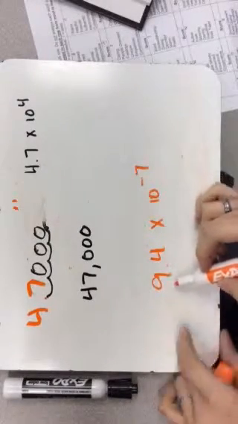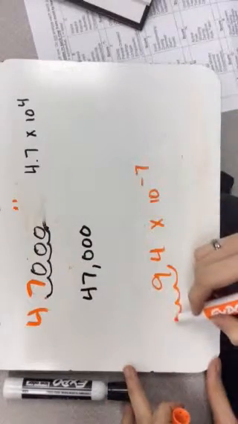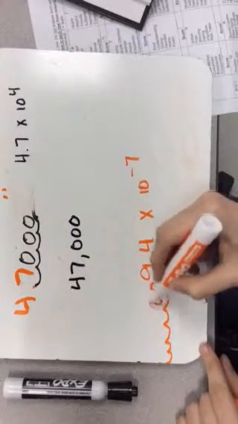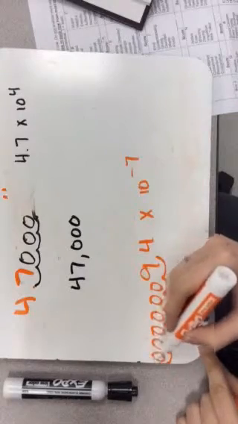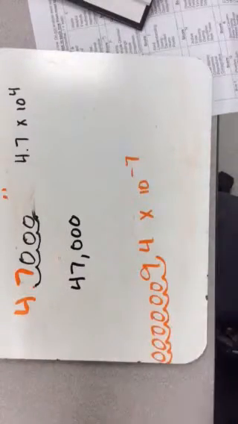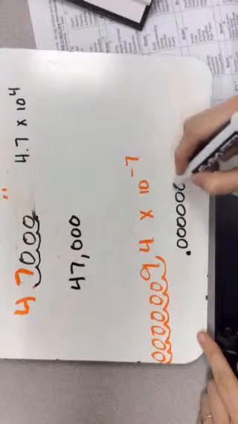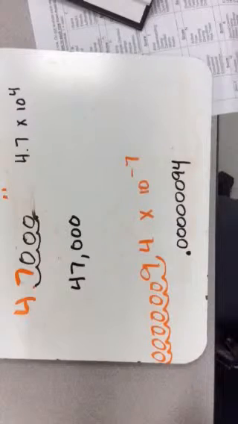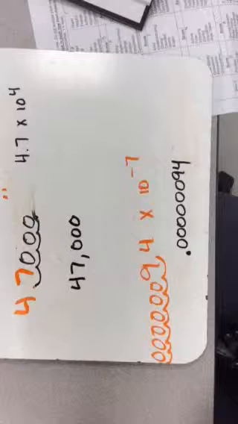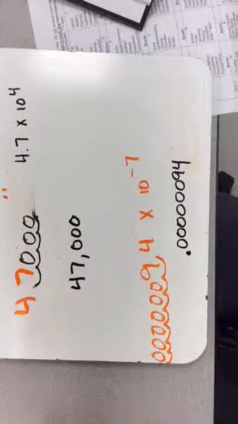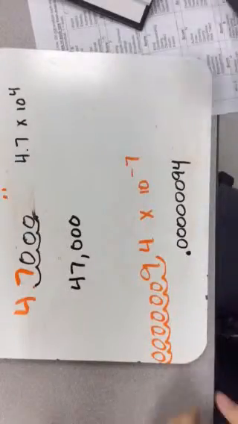So you're going to move this decimal place over 7 times: 1, 2, 3, 4, 5, 6, 7. I didn't leave myself very much room. Fill in the zeros. And then ultimately what you get, I'm going to rewrite it real quick, is 0.00000094. So notice that would be a very difficult number to work with, and it's a huge convenience to be able to put it into scientific notation and work with it that way.